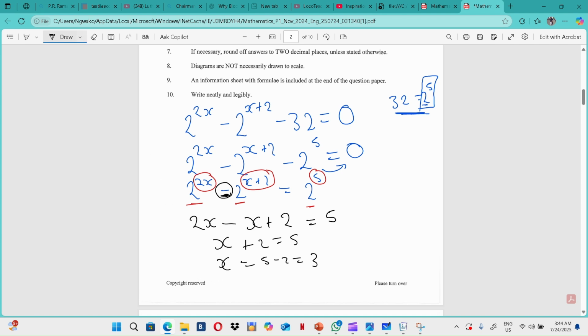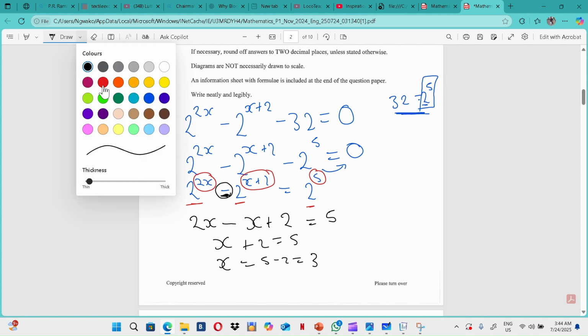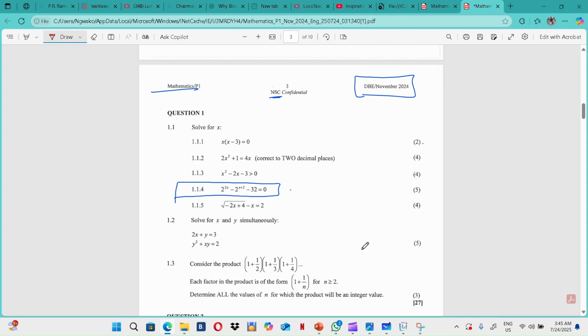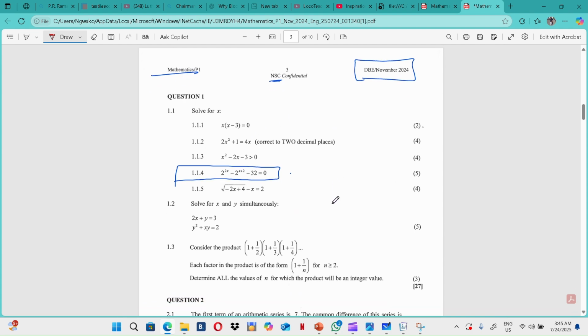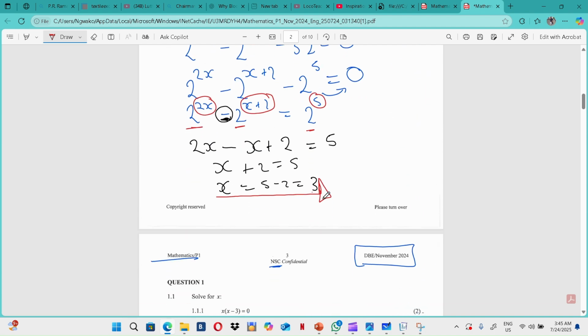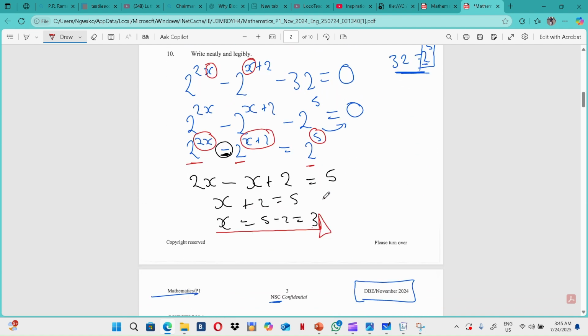Now, when you get to this point, to make sure that you got the right answer, here's what you do. You substitute the 3 here. This is not only for matriculants, although you can see this paper is actually meant for matriculants. It's a grade 12 paper. But this question is one of those questions they taught you in grade 10.